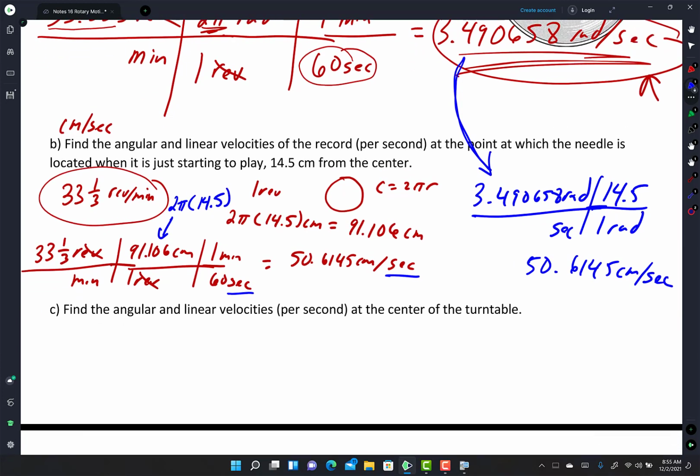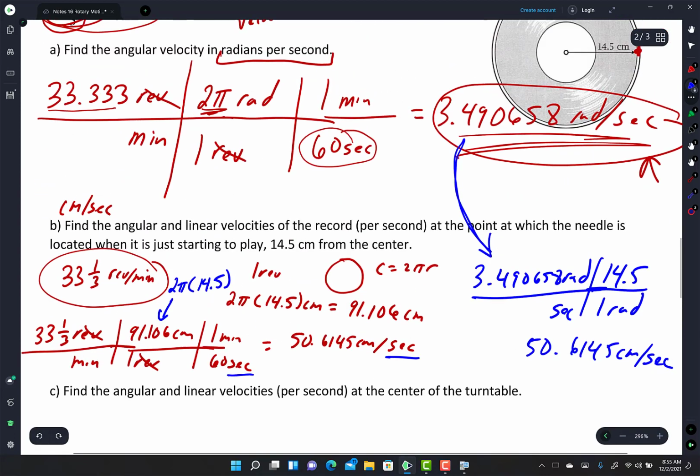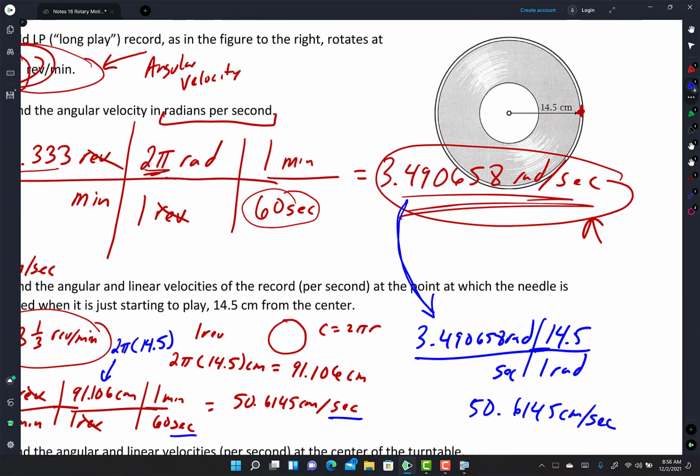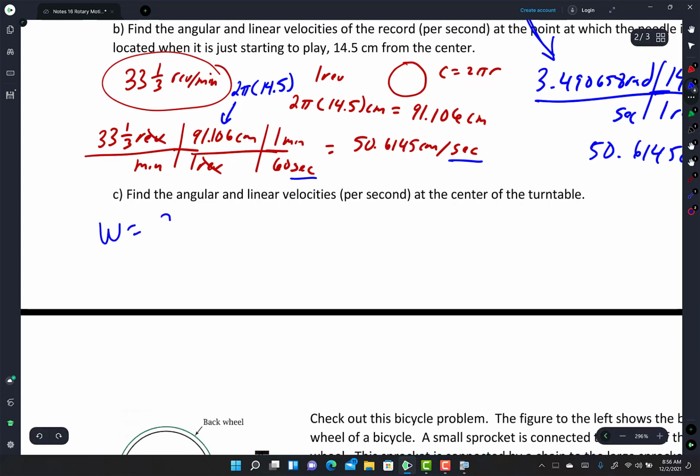All right, here we go. The most important question from example 1. Find the angular and linear velocities per second at the center of the turntable. The angular velocity doesn't matter where you are on this turntable or vinyl player; anywhere you're at, you're still spinning at the same rotational speed. Does that make sense? So the angular velocity is still the same, 3.490658 radians per second, no matter where you're at.